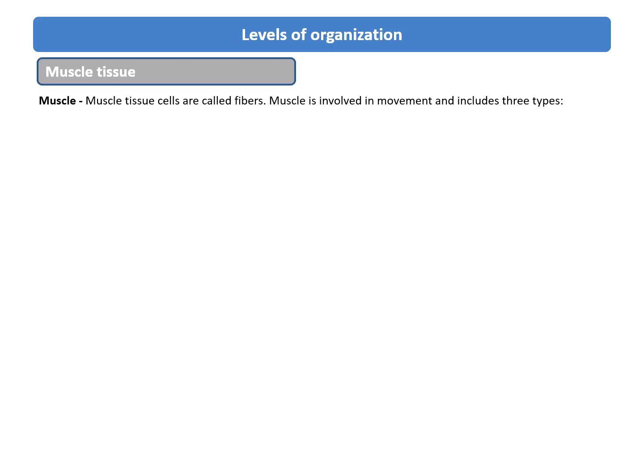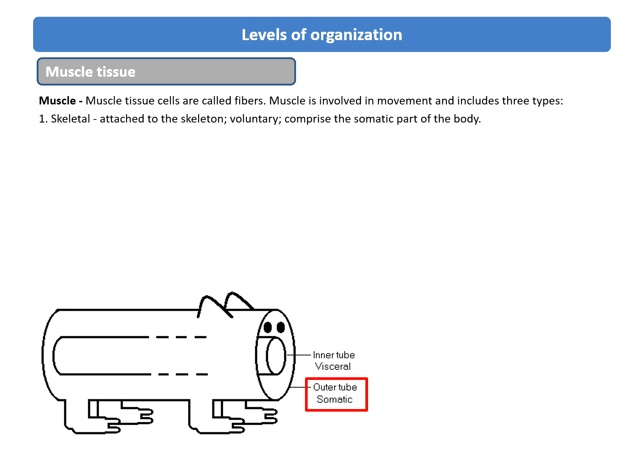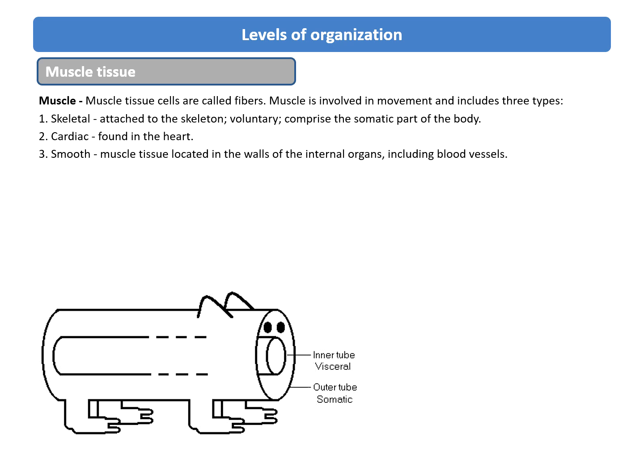Muscle tissue cells are called fibers. Muscle is involved in movement and includes three types. Skeletal muscle, these are muscles attached to the skeleton. They're voluntary, and they comprise the somatic part of the body. Cardiac muscle is found in the heart. Smooth muscle is tissue located in the walls of the internal organs, including the blood vessels. The major characteristic of the visceral part of the body is the presence of smooth muscle.